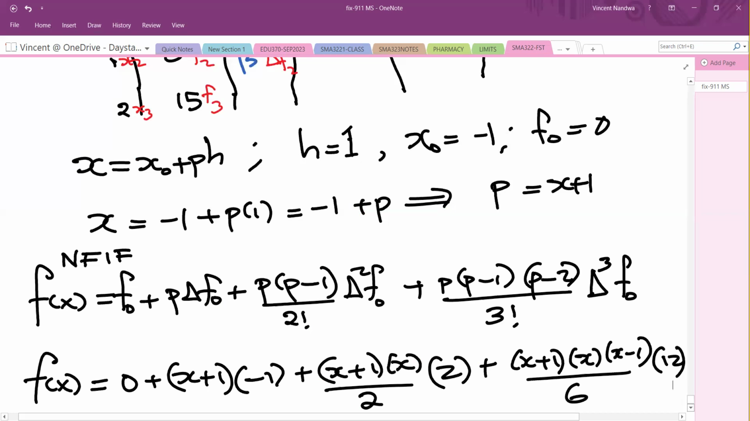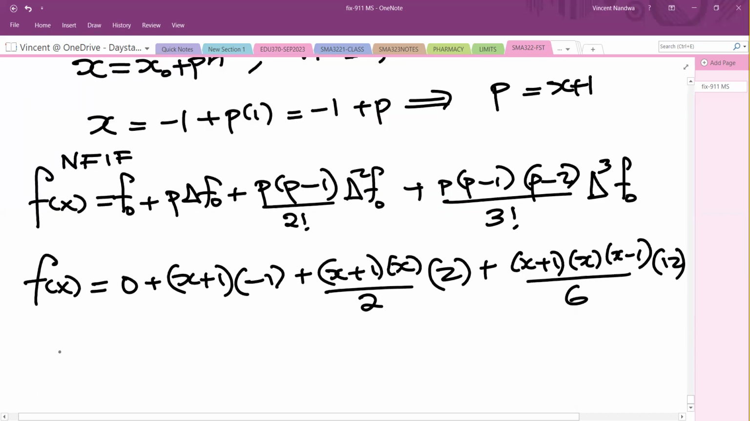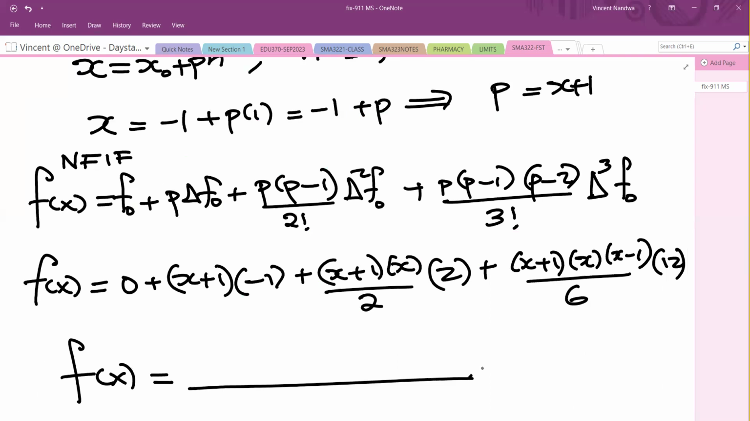So I want you to simplify this right-hand side of f of x and tell me what kind of function you are getting. Open brackets and simplify. Tell me what is the nature of polynomial we obtain after simplification. So open the brackets and then collect like terms, then tell me.